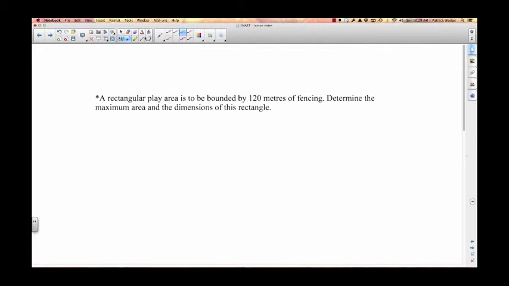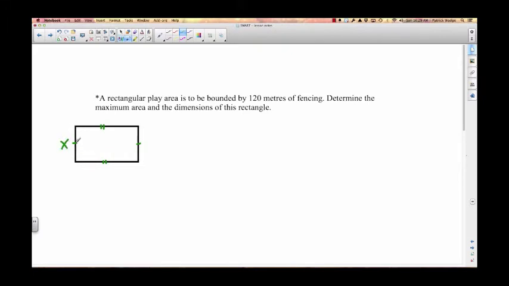Alright, we have a rectangular play area. So let's make a rectangle here. And we need to put fencing around here. And we only have 120 meters of fencing. Okay, well, what do we know first of all? We know that this side here is exactly the same length as that side, and we know this is exactly the same as this side. That's all we know for sure. It's possible that all four are the same, but we can't just assume that. Alright, so why don't we call one of the sides x? Doesn't matter which one. Let's call this one x.